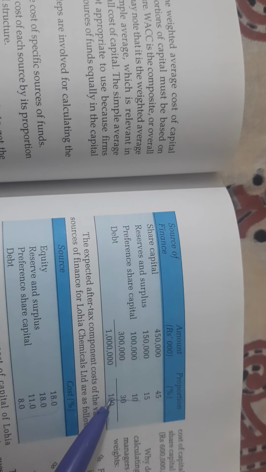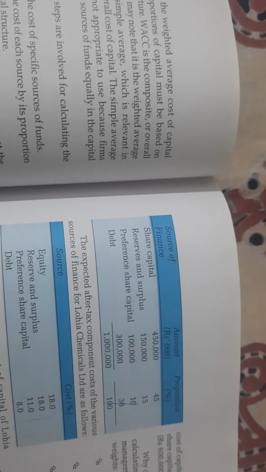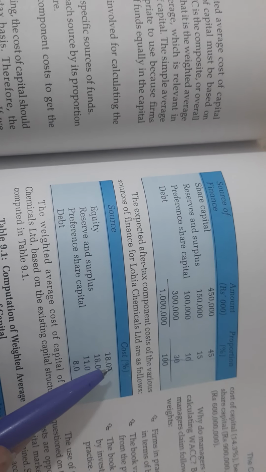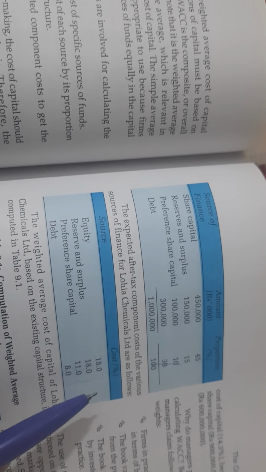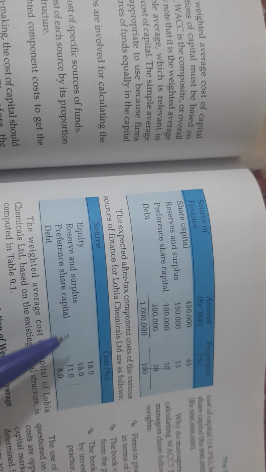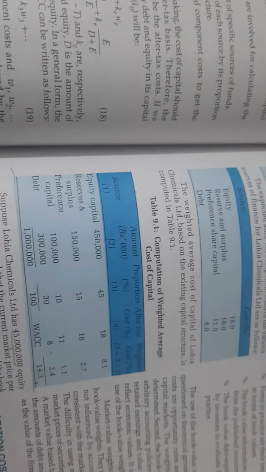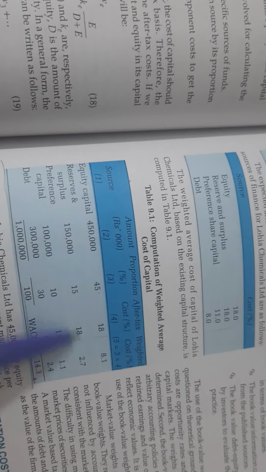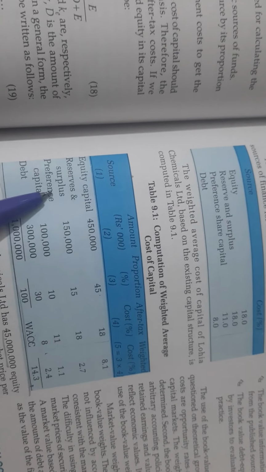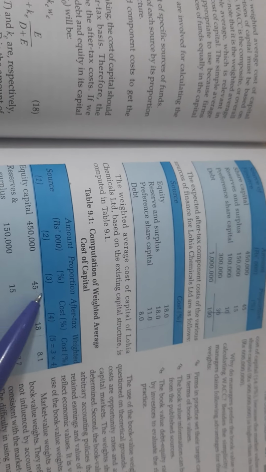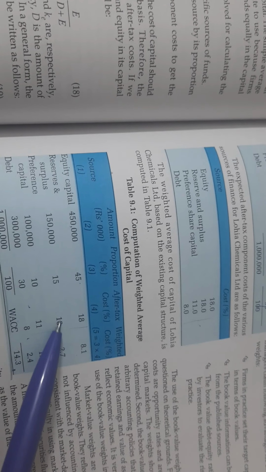Proportion of all the kinds of sources is mentioned here, as well as their costs. Equity is at 18%, right? Reserves and surpluses cost 18%, preference share capital costs 11%, and debt costs 8%. To calculate weighted cost of capital, we have to form a table like this. First column will be source, second the amount. Your amount is mentioned. Third, proportion is also mentioned. Fourth, after tax cost, that is cost of capital, is also mentioned here.